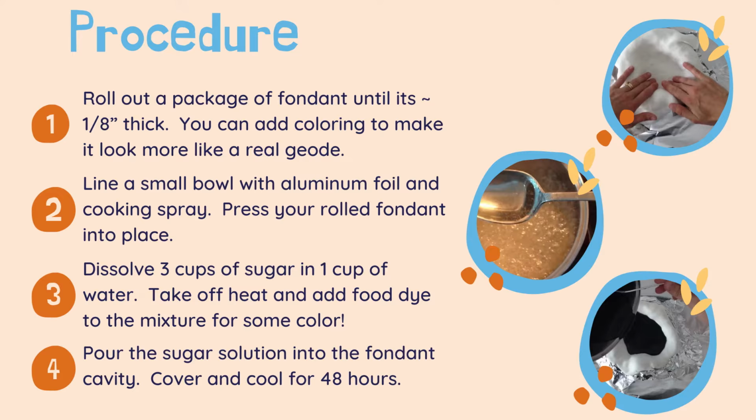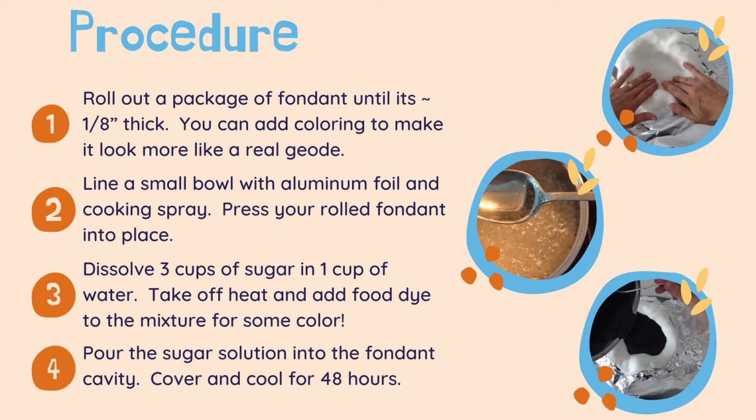First, we're going to roll out a package of fondant into a thick layer that's going to look like the outside of a geode, which is a kind of crystal that forms in nature. The fondant will serve as the nucleation layer of our sugar crystals. Next, we're going to line a small bowl with aluminum and cooking spray to act as a mold for our geode and lay our fondant inside.